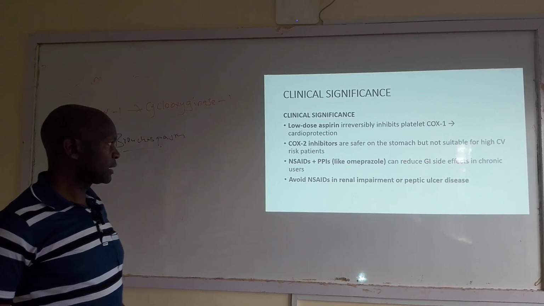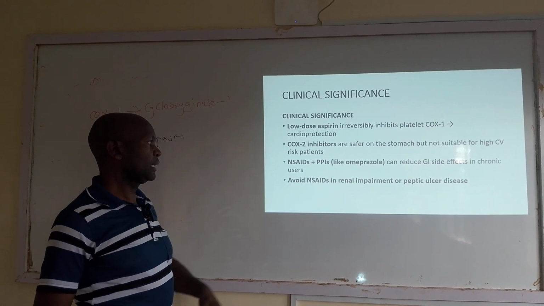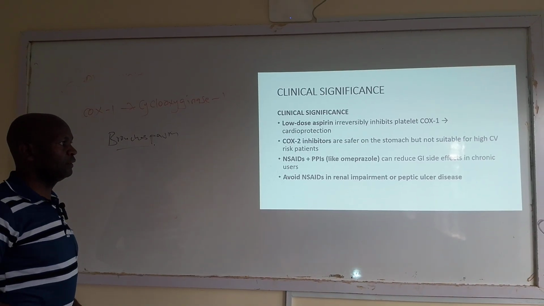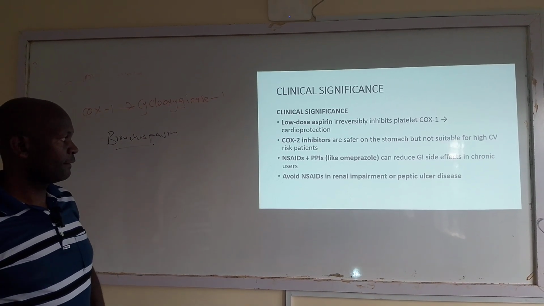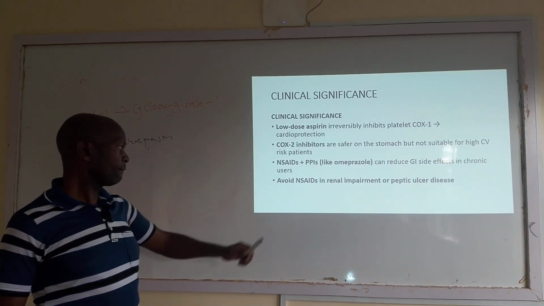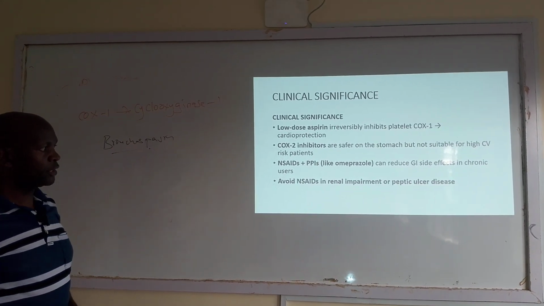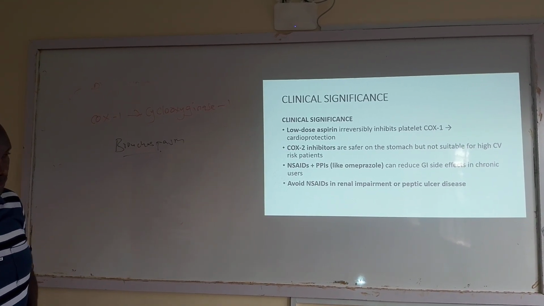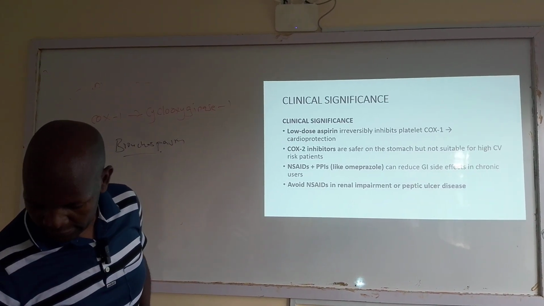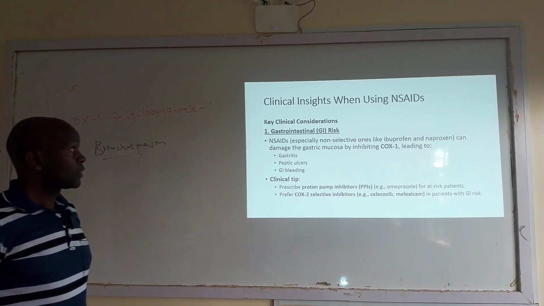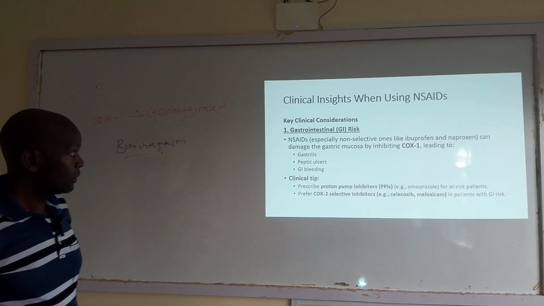So a tip here is that you can combine NSAIDs and PPIs to reduce GI side effects in chronic users. But you need to avoid the NSAIDs in renal impairment patients or patients who have active peptic ulcer diseases. So these are the clinical insights when you are using NSAIDs.